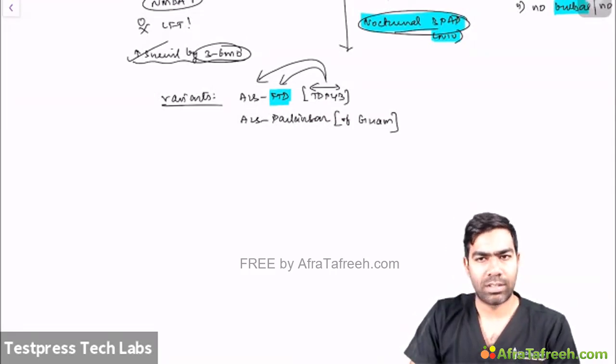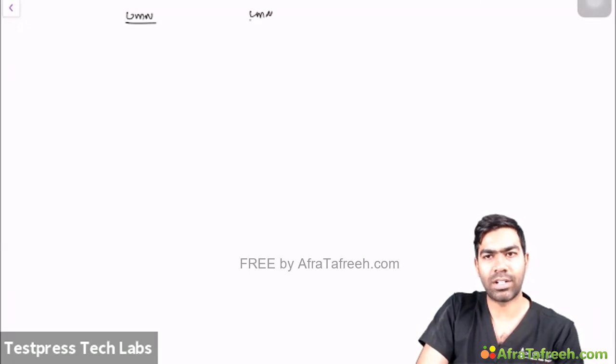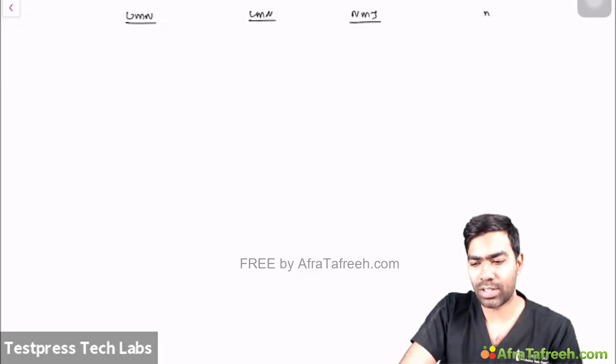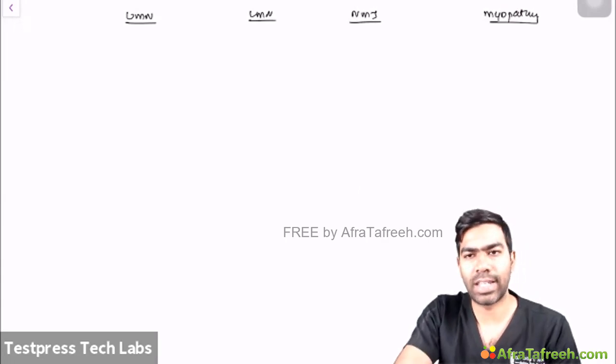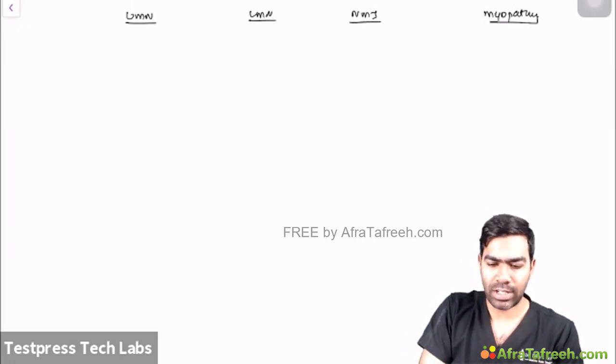So after this, let me tell you how to differentiate between a motor neuron lesion, how to differentiate with a nerve lesion, and to differentiate that with a neuromuscular junction lesion, to differentiate that with a myopathy, muscle lesion. So how to differentiate each and everything as a sort of a differential diagnosis. Number one, first you need to look at the distribution of weakness. Distribution of weakness.